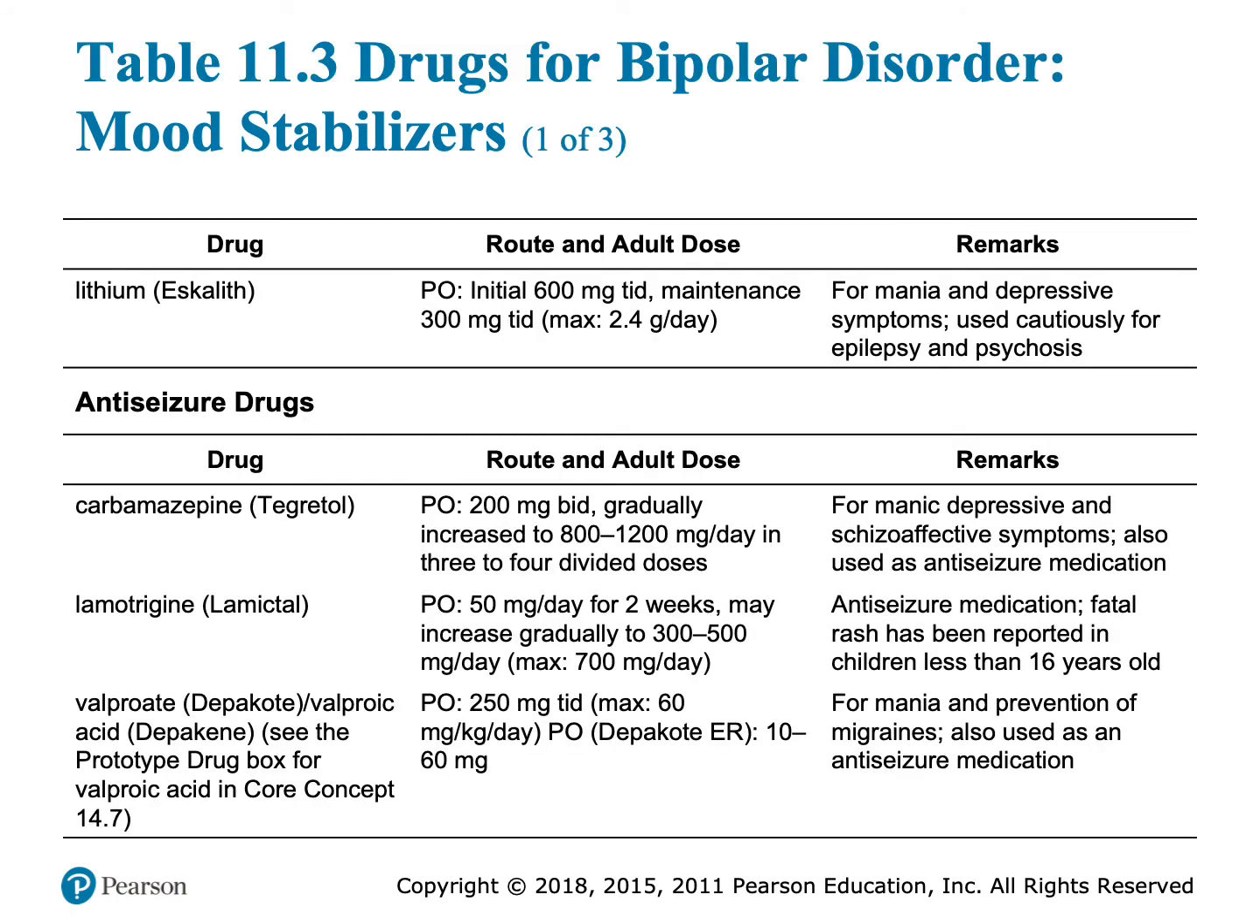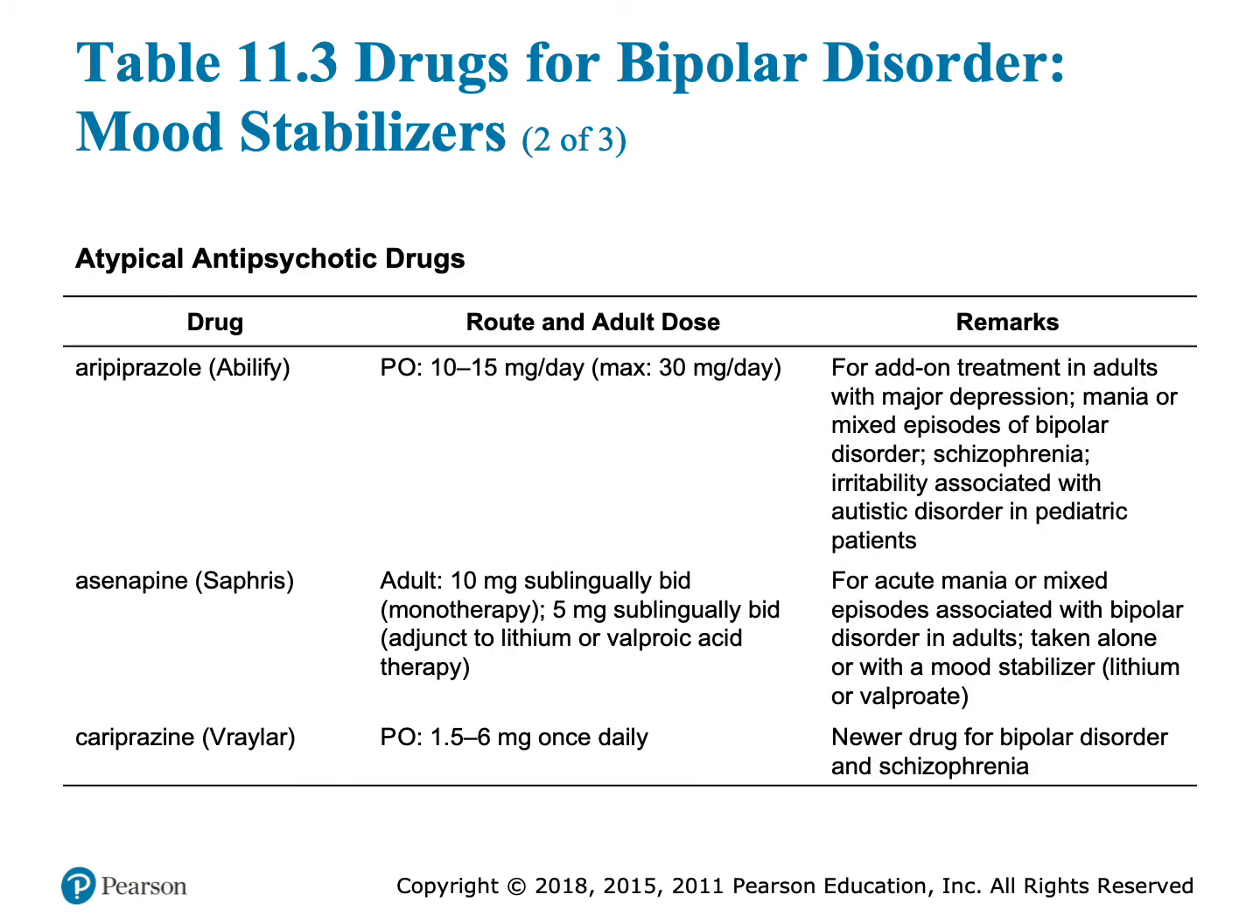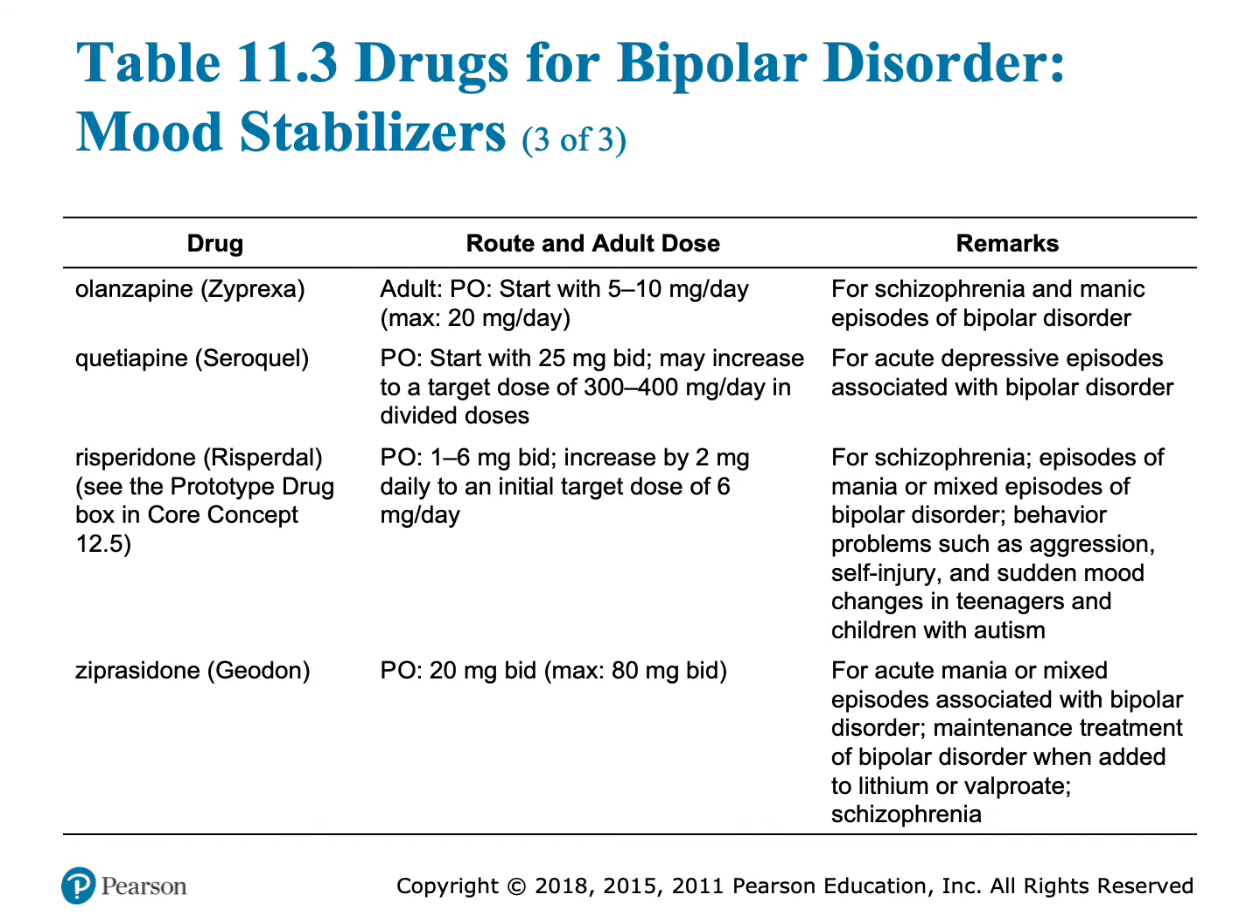This is listing some of the drugs for bipolar disorder, the mood stabilizers, Eskalith, and then some of the anti-seizure drugs they mentioned, Tegretol, Depakote. These are the atypical antipsychotic drugs, and they include Abilify, Seroquel, Risperdal, Geodon.